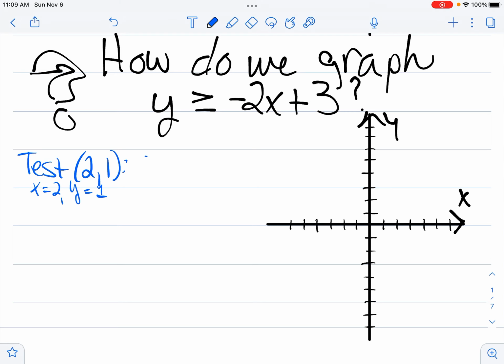So the question is, is 1 greater than or equal to -2 times 2 plus 3? And when you work the right side of this, you'll get 1 greater than or equal to -4 plus 3. And that becomes 1 is greater than or equal to -1. And that is a true statement. So then 2, 1 is a solution to this inequality. So I'm going to go ahead and put a point right there. Actually, you know what? I'm going to color that green so then we know it's a correct solution. So we're going to put that right there.